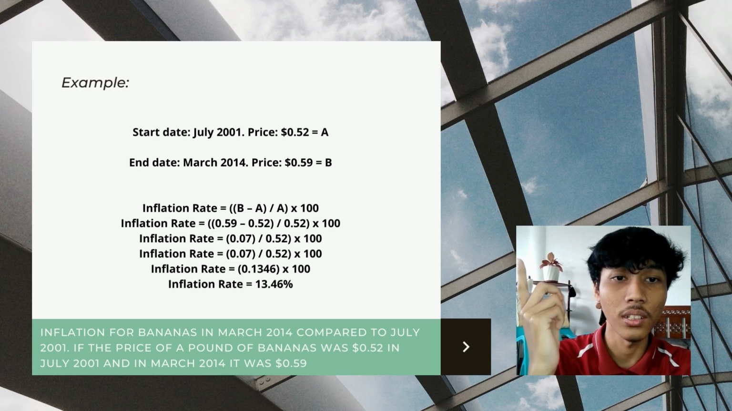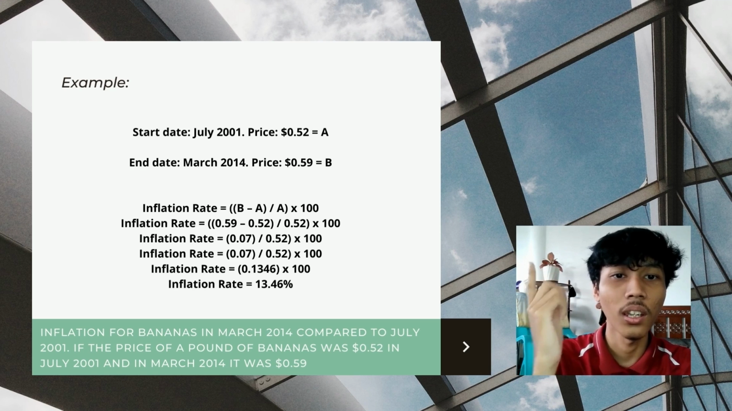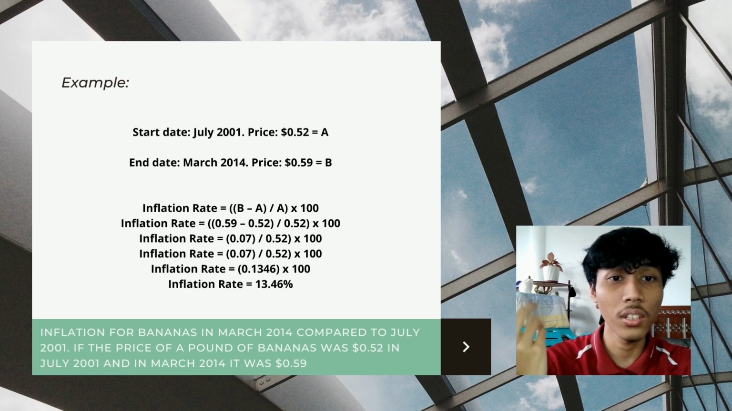As you can see here, this is how to use it, and the question is inflation for bananas in March 2014 compared to July 2001. The inflation rate was 13.46%.